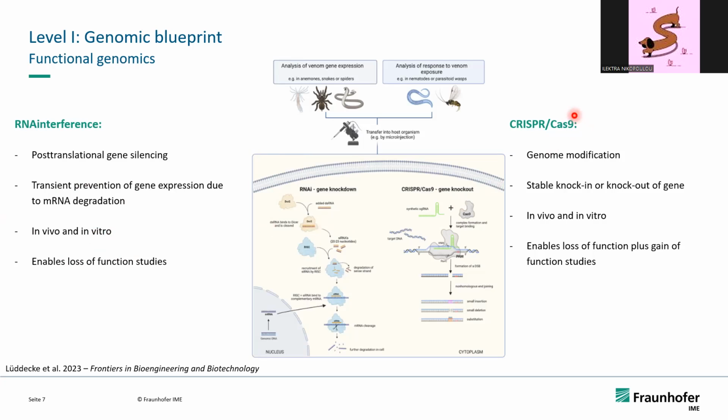On the other hand, we have CRISPR-Cas9, which is fairly similar in that you can remove gene activity, but here we have actually stable knock-ins or knockouts. So you have really a genetic scissor, so to say, that is used to excise parts of the genome, and then you can also engineer it to add novel genes into it. This also works in vivo and in vitro, and as I said already, it enables loss of function plus gain of function studies, and they both are extremely useful.